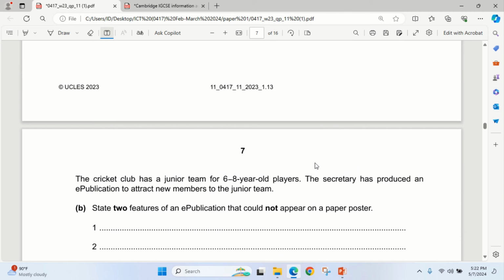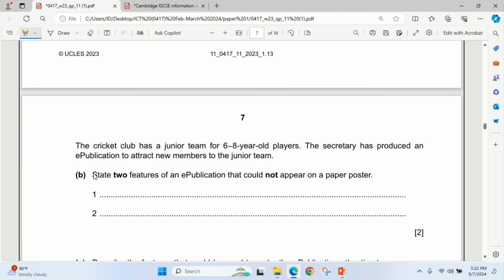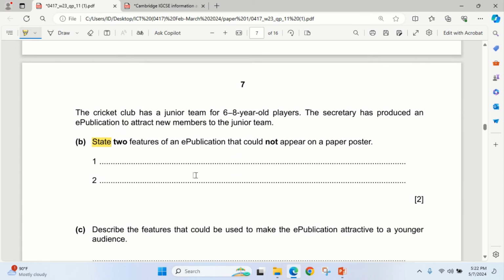Then the next part of the question is, the cricket club has a junior team for 6 to 8-year-old players. The secretary has produced an e-publication to attract new members to the junior team. Now look at that, they have mentioned age, so that means you might be talking about audiences here, a younger audience in this case. Now state 2 features of an e-publication that could not appear on a paper poster. State is the command word.